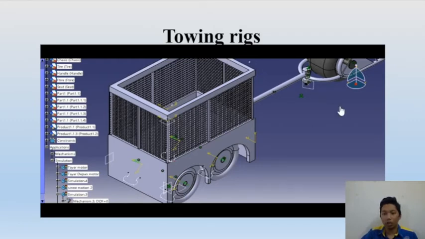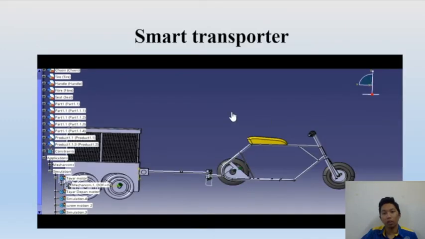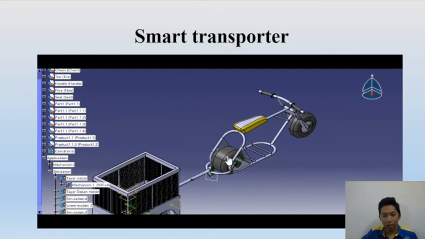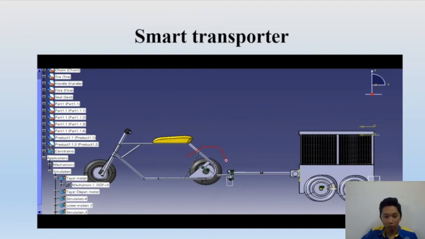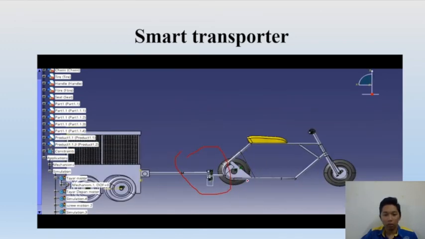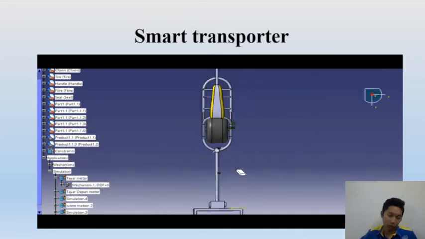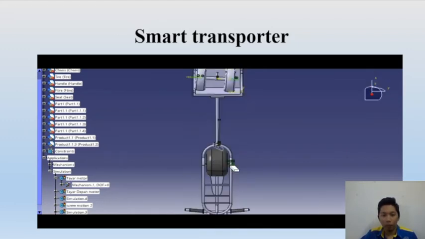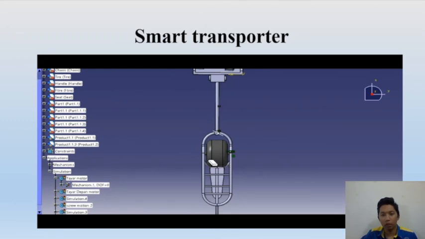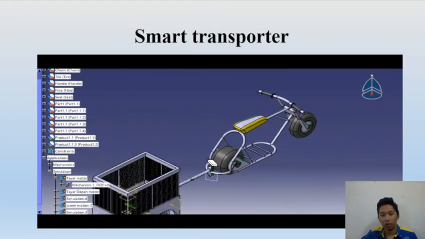And next I will show you how the smart transporter is moving. This is the video for the smart transporter. We can see the tire is moving from the left view. This is from the isometric view, and the tire is still moving. This is from the top view, and this is from the bottom view of the smart transporter.